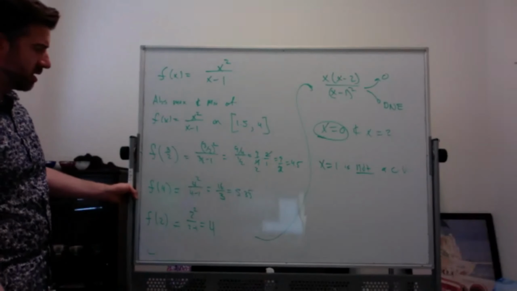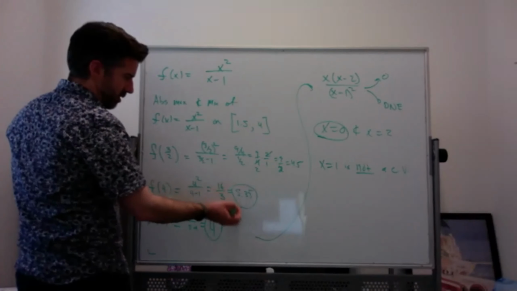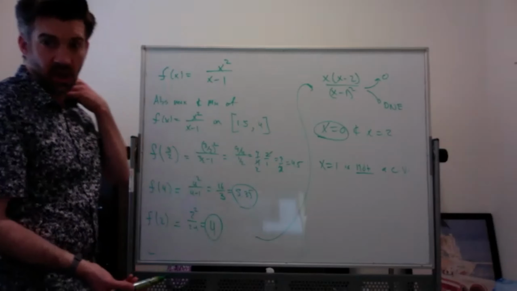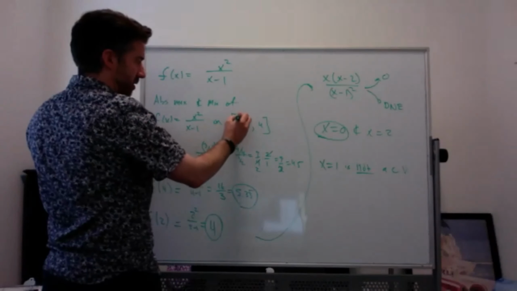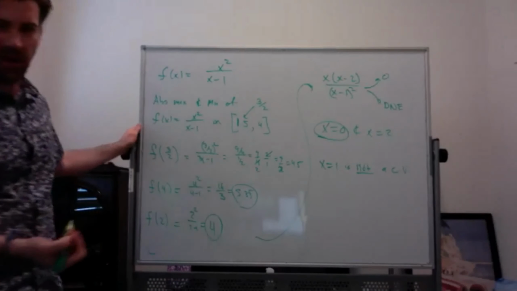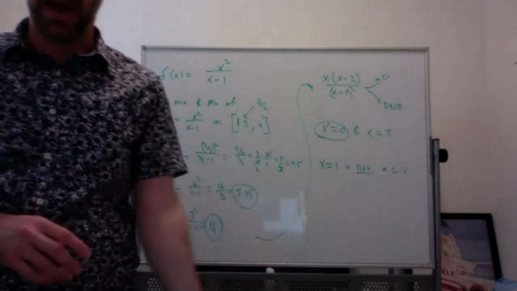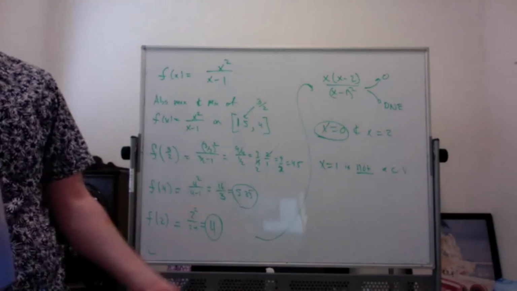So looking at all these numbers, I see that 4 is the smallest. I see that 5.33 forever is the biggest. I just picked 3 halves because it's the endpoint of my interval, right? 1.5 is 3 halves. I was just using a fraction because it's easier for me to square 3 halves and get 9/4 than it is to square 1.5 and get some other decimal.